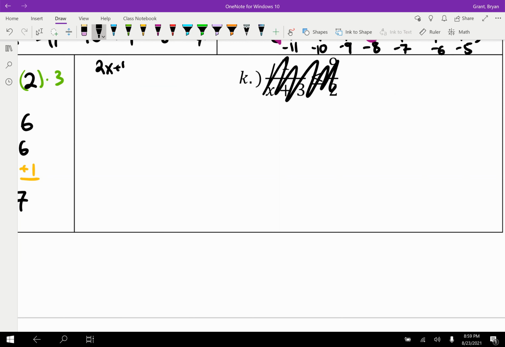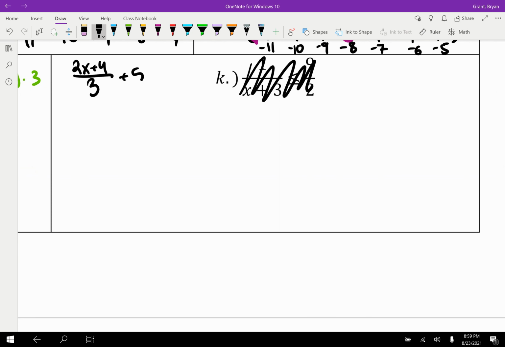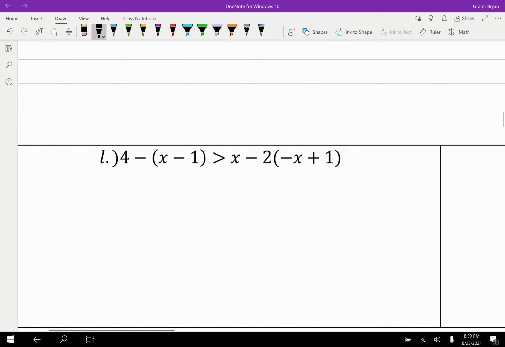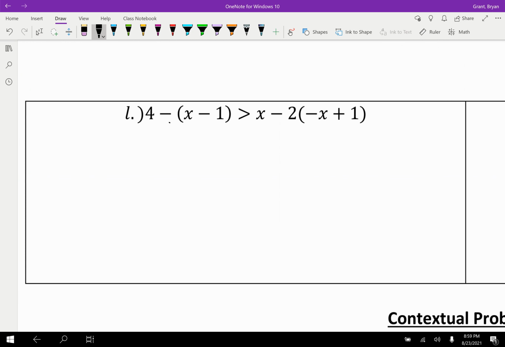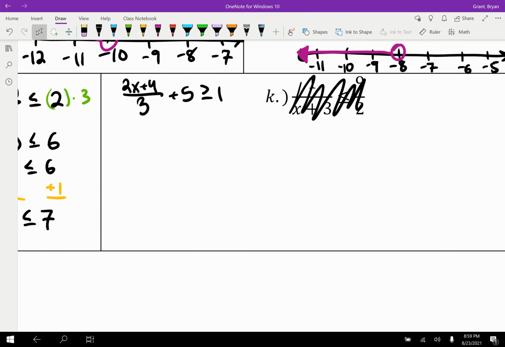It'll be 2x plus 4, this quantity divided by 3, plus 5 is greater than or equal to 1. I'm also going to tell you that part L might look different. There are 2 more problems. If your part L doesn't look like this, and I was able to update this one in time for my video, but it still might not be on your notes, please change part L to look like this problem. Okay, let's go ahead and jump back to this one, and let's solve.